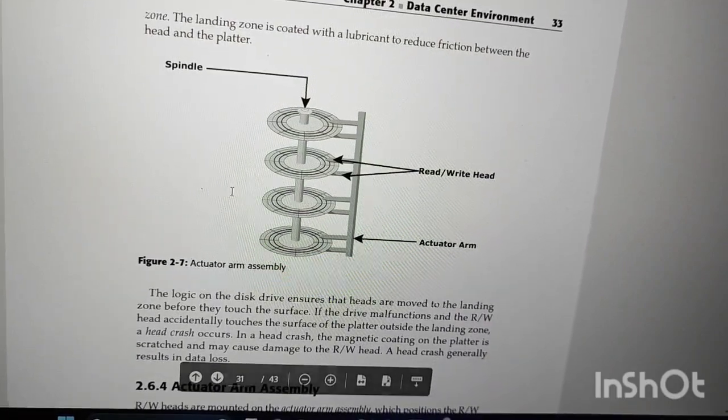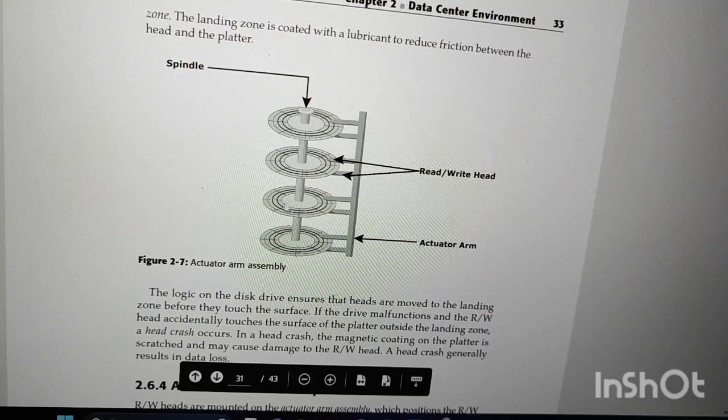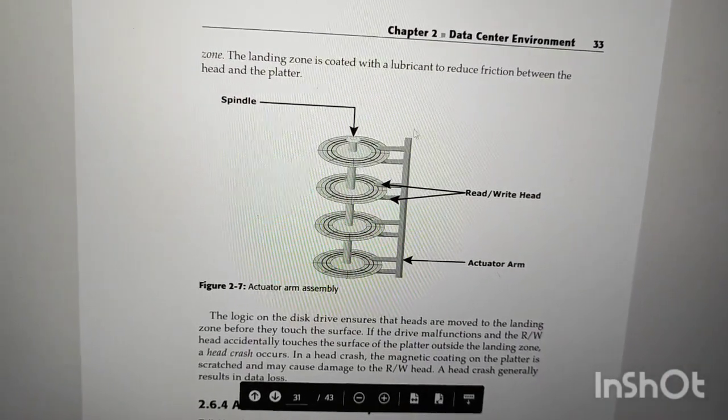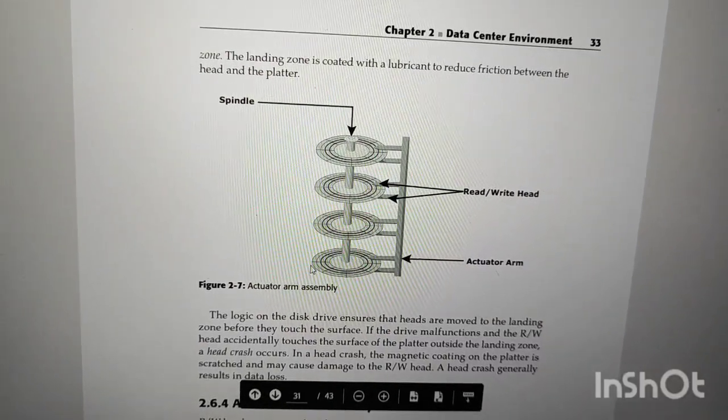So you have your read write head over here, and when the platter spins, the read write head reads. The part holding your read write head is called an actuator arm.